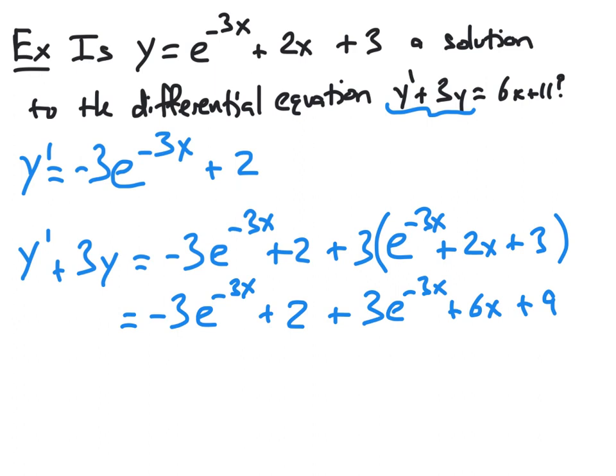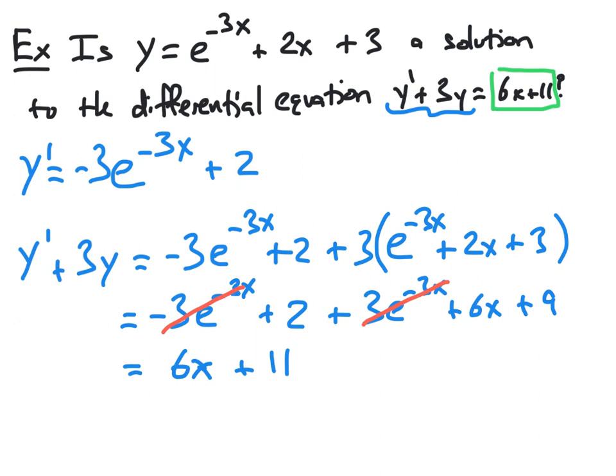Here we have some cancellation. The negative 3e to the negative 3x and the positive 3e to the negative 3x will actually cancel out. And what is left is simply 6x. And then we have a constant of 2 plus 9, which is plus 11. So our expression y prime plus 3y, when our function is substituted in, yields 6x plus 11. And when we look at our differential equation, that is exactly the right-hand side here.